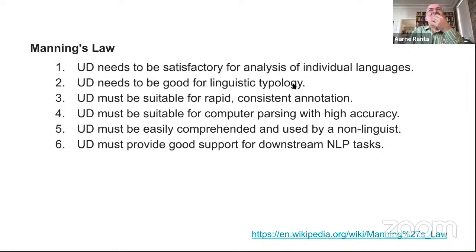Interesting things here are that you have this good for linguistic typology, rapid consistent annotation, then computer parsing with high accuracy. So that maybe is suitable for that, but maybe it's not quite as accurate as you would expect, for instance, for the purpose of generating language from the result. Should be easily comprehended, used by a non-linguist, that I don't know. And then provide good support for downstream NLP tasks. And that's, of course, certainly a common ambition with GF.